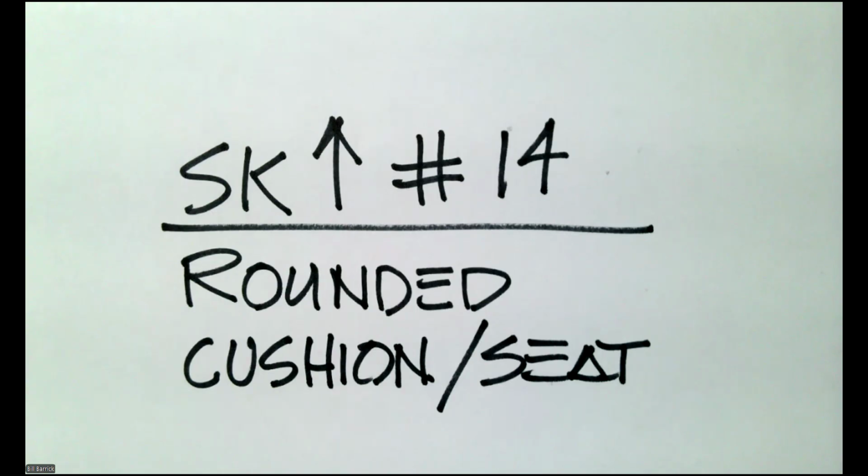This is a rounded seat with a cushion, or a rounded cushion on top of a seat. So let's get started. Let me share the screen. And here we go. Okay, there's the rounded seat and a cushion.